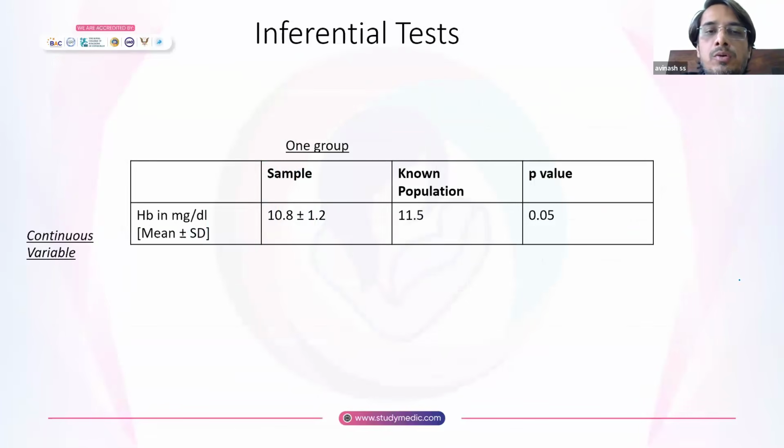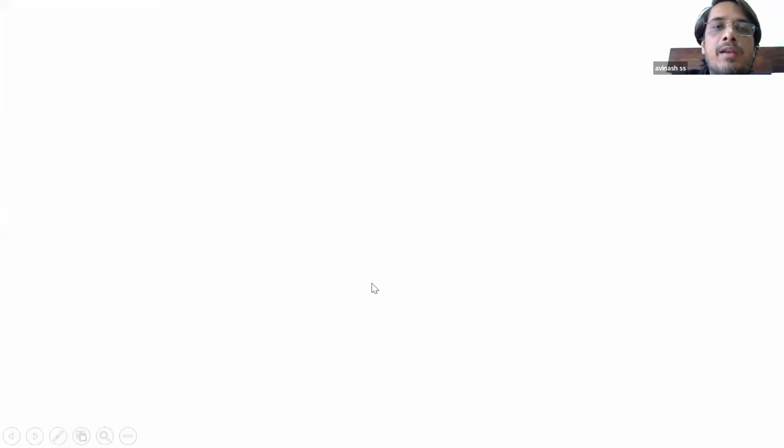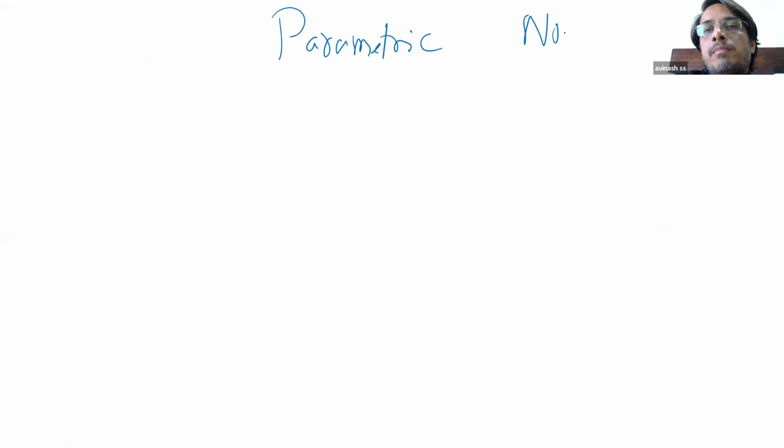Right. Now, coming to inferential tests. So, what are we going to use? Which test will we use when? There are usually two types of tests. One is the parametric tests. Another one is the non-parametric tests.